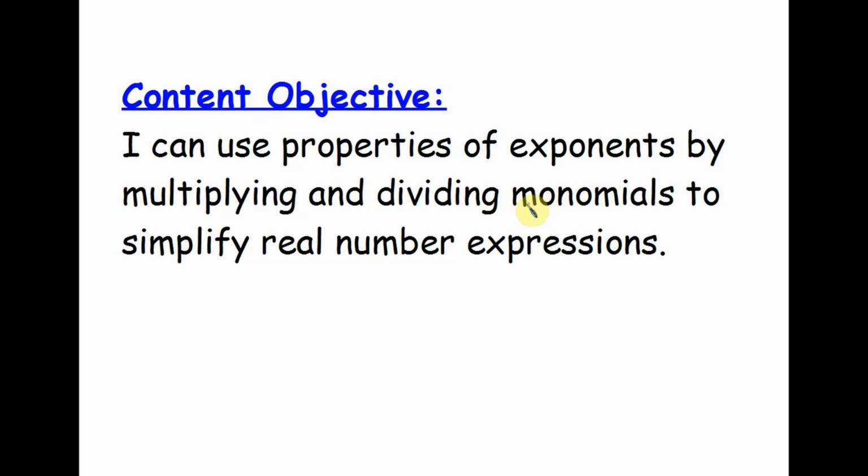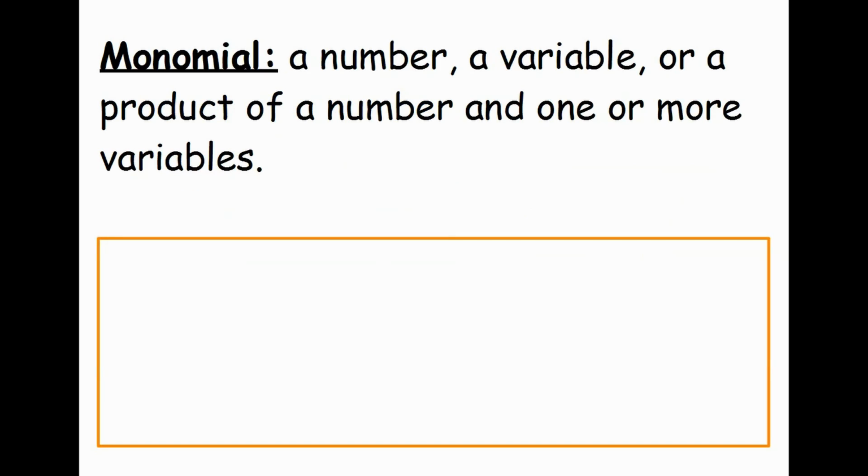I wonder if this is your first time learning or hearing about monomials. A monomial could be many different things, where it could be a number, a variable, or a product of a number and one or more variables. For example, a number could be like 5, a variable like x, or a product of a number and one or more variables. So if I multiply them, you could have 5x. This is still a monomial, or you could have more than one variable in here.